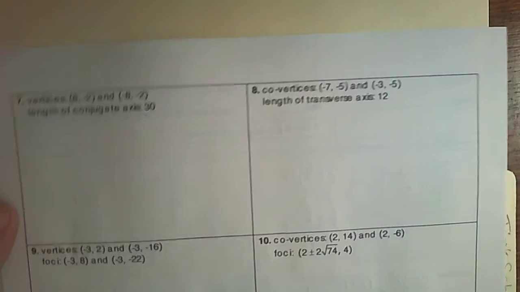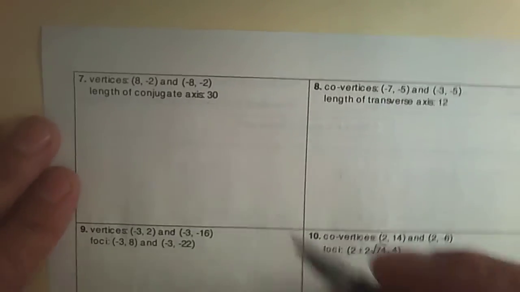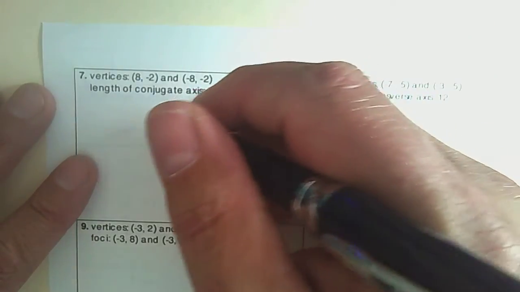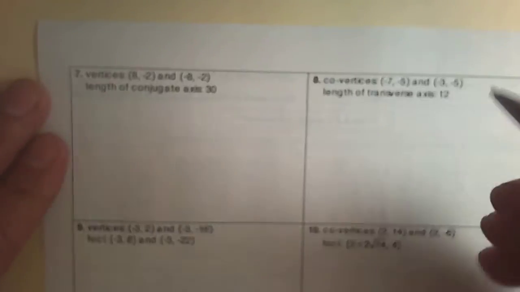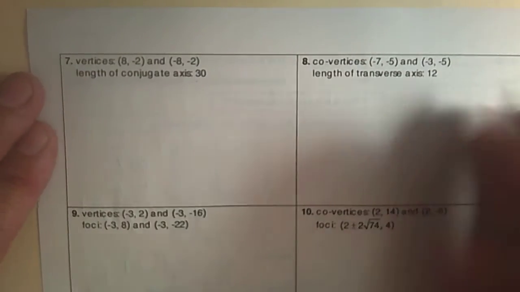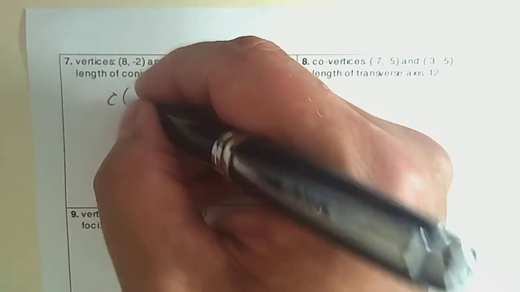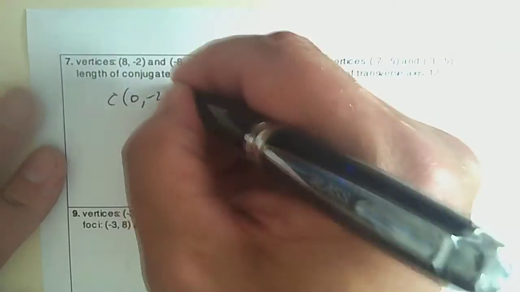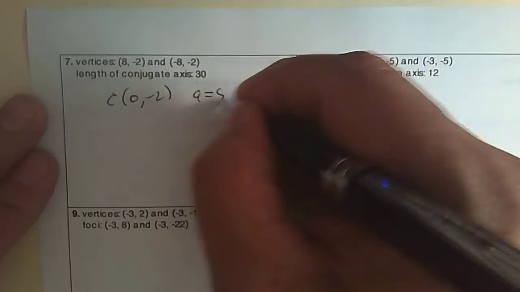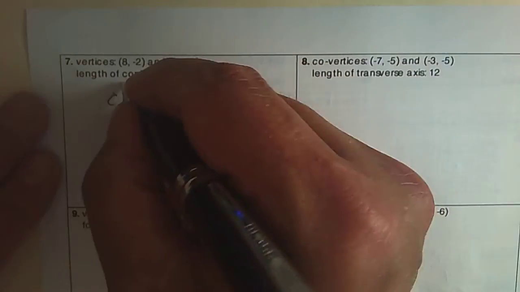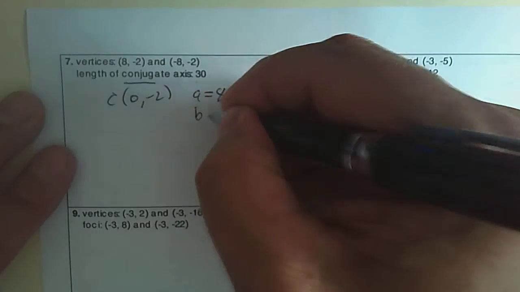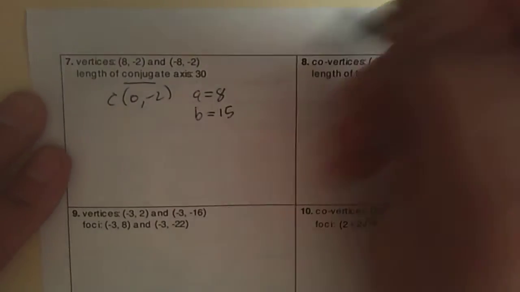We have a few more left to do. Number 7, the vertices. So we have main vertices at 8, negative 2, and negative 8, negative 2. So the center then, we add them. 8 and negative 8 is 0, divided by 2 is 0, and negative 2 would stay the same. The x's are what changed, so that distance is 8. The length of the conjugate axes is 30. That's the minor axes. So half of 30 is 15.